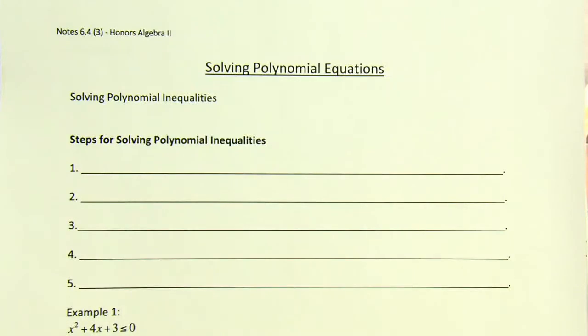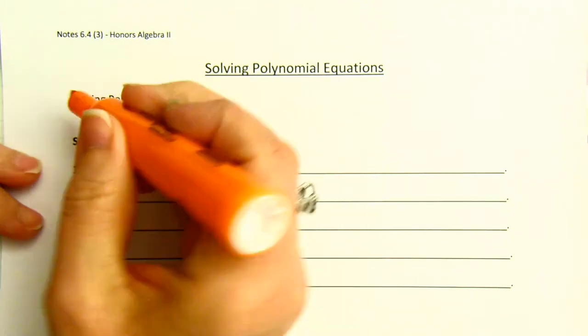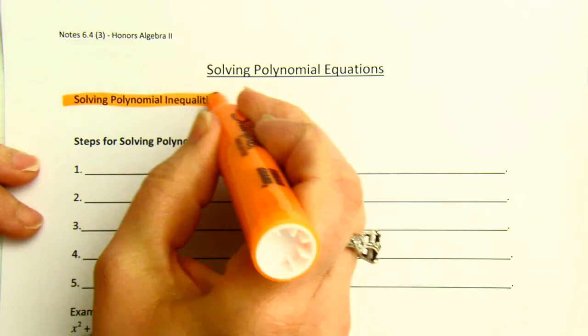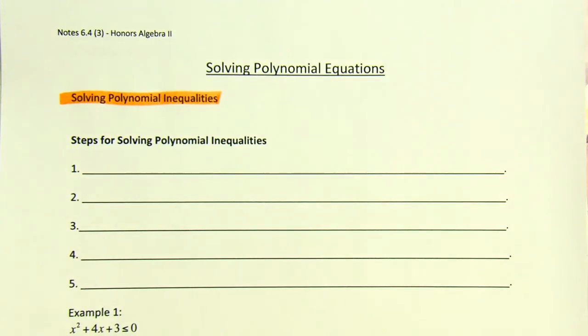Okay, last part of chapter 6, section 4. Solving polynomial equations is the name of the chapter, but we are going to focus on solving polynomial inequalities. Now, we have done this before. It's just now we're going to do the same thing with different types of equations or inequalities. Okay, you'll see when we get to the actual examples.